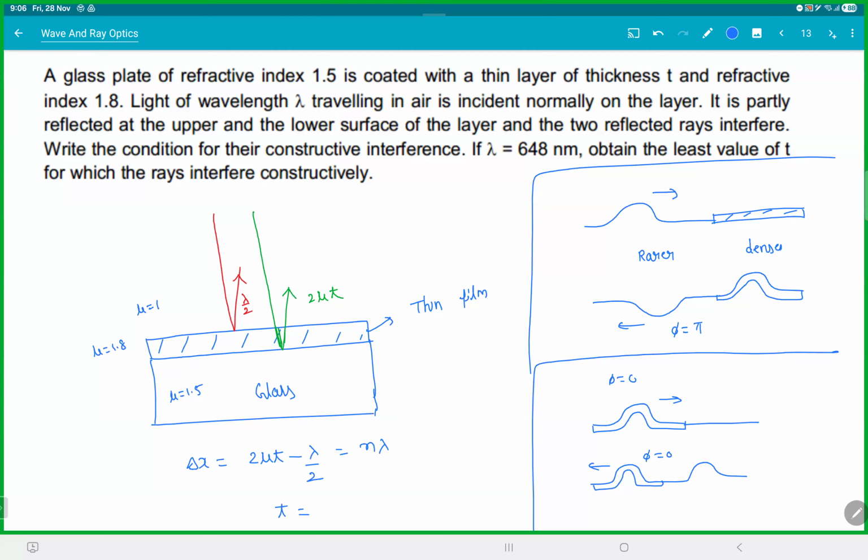Clear with this? Suppose the film's refractive index was 1.5 and the glass slab's was 1.8, then even the green one will have an extra lambda by 2. You're getting it? So you have to be careful what is the mu. Don't blindly put the results every time. You have to check whether you are going from denser to rarer or rarer to denser. Clear with this?